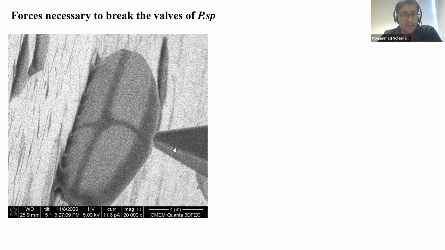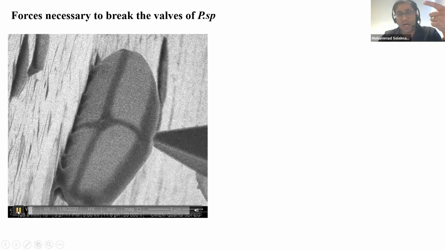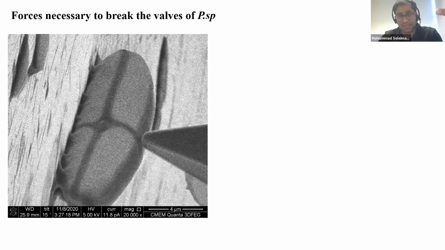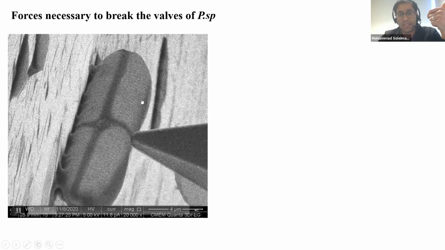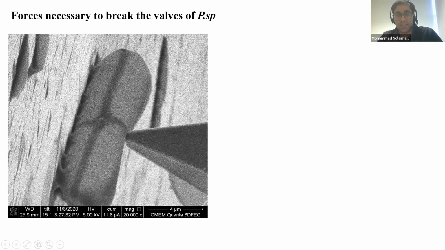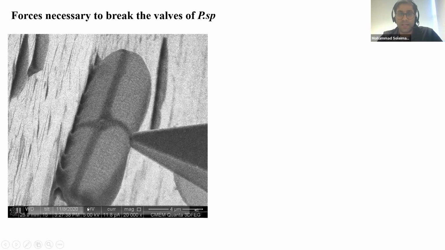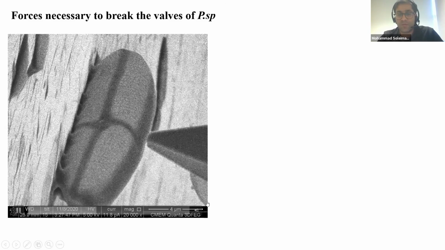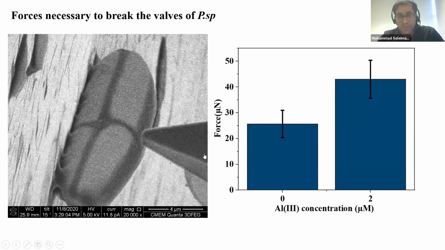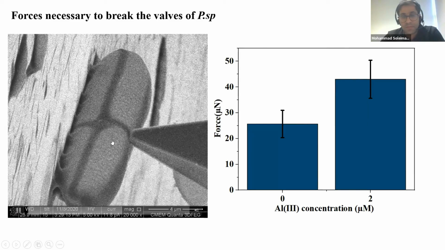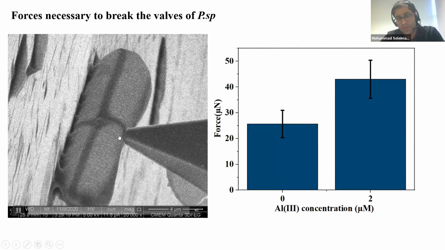Yes, for this sample, we saw that we have a sample with aluminium. We have a thicker valve, and the pore size is smaller. And we did some preliminary study to see the effect of aluminium on at least the force necessary to break the valve. And in this case, we saw a clear difference in the sample with and without aluminium. It reached a point of fracture.